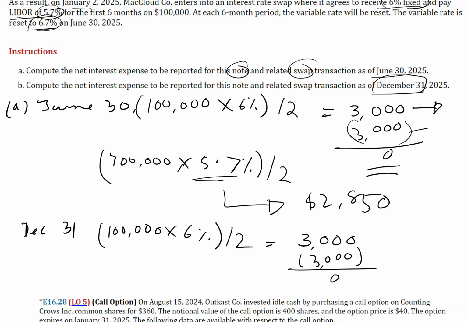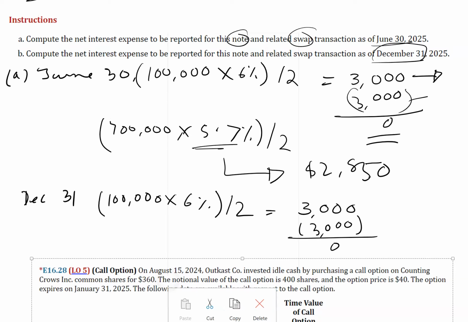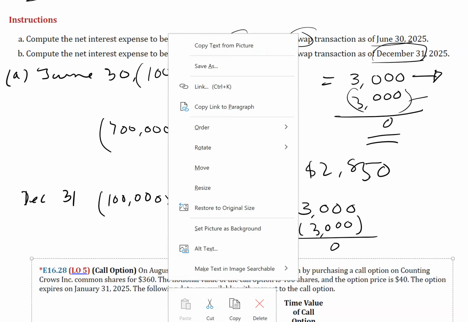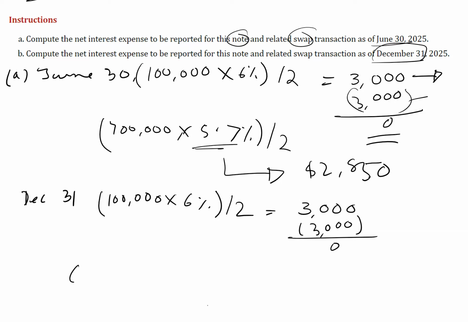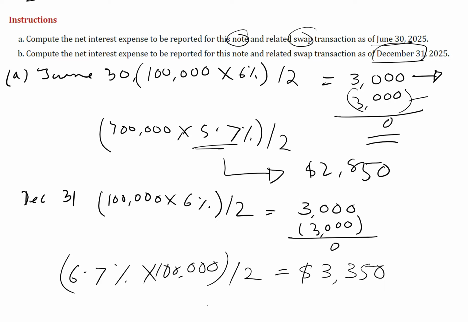But on the other hand, he has to pay at this 6.7% rate. So now we will calculate the 6.7% rate, which will be for the other 6 months. It will be 6.7% multiplied by 100,000 and divided by 2, which is 3,350. So this will be based on the variable rate.